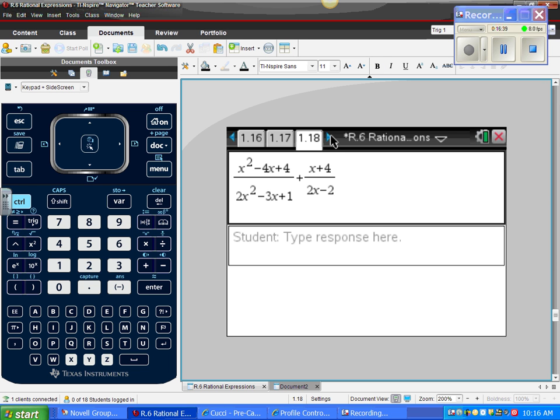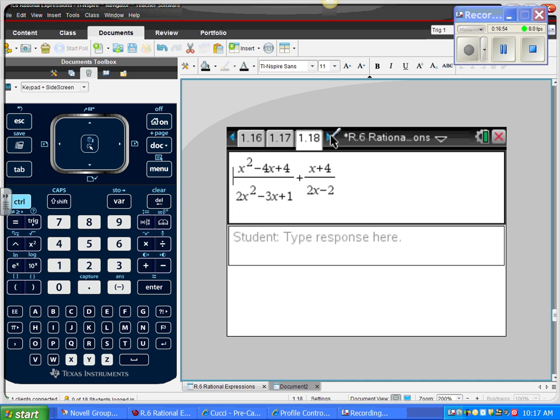x squared minus 4x plus 4 divided by 2x squared minus 3x plus 1, plus x plus 4 divided by 2x minus 2. We have to have a common denominator. Now, obviously, you don't have one, so we have to work on getting one. So what we do in order to find a common denominator is we start by factoring what we're given. Okay, so we're going to start by factoring this 2x squared minus 3x plus 1.